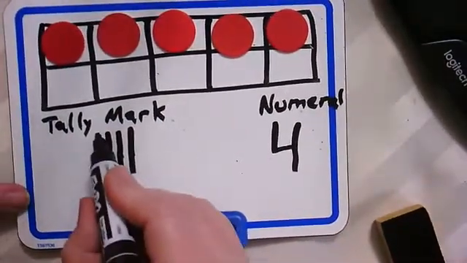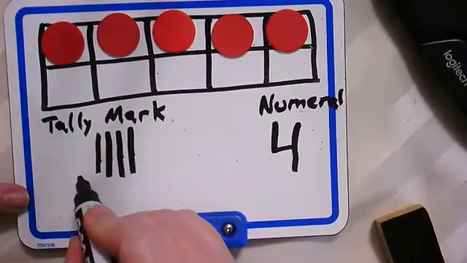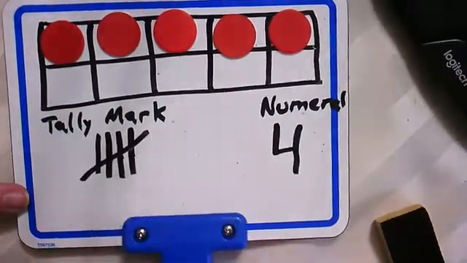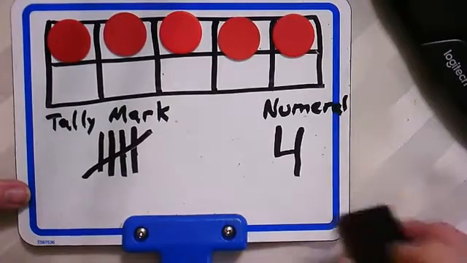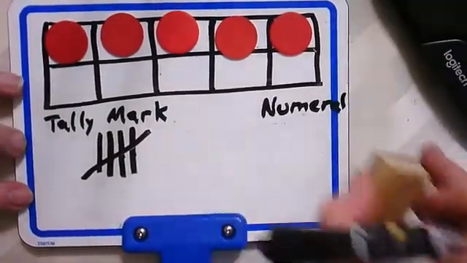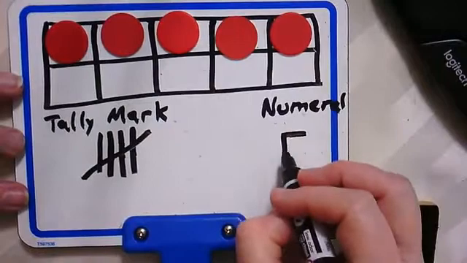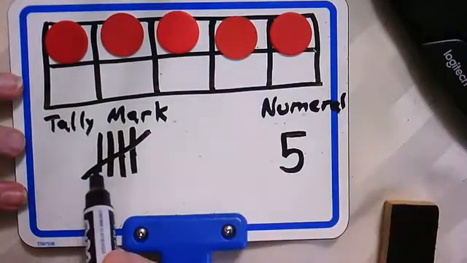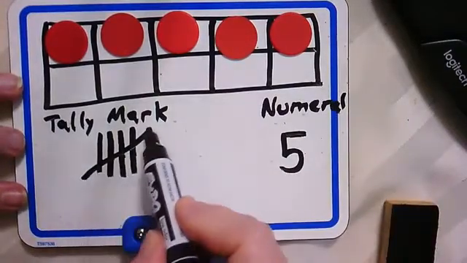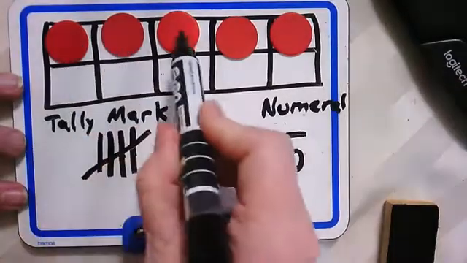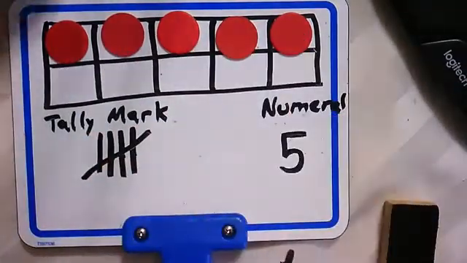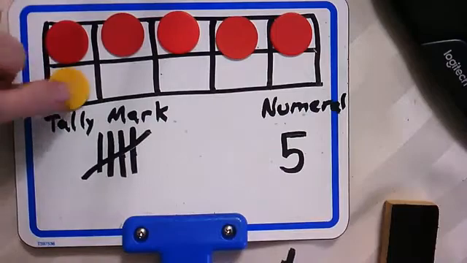So I have 1, 2, 3, 4, and the 5th tally mark goes up and away. 5. 5 tally marks. And my numeral needs to change to 5. I can count 1, 2, 3, 4, and 5. And then it happened. I added one more.